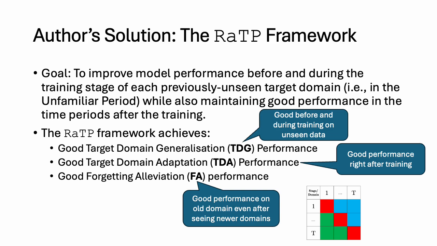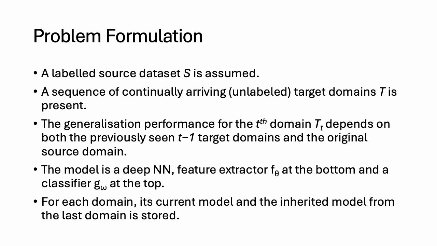So this is an example of an accuracy matrix, this graphic in the corner. For each domain, the TDG is the mean of the green elements, the TDA is the mean of the red elements, and the FA is the mean of the blue elements. Let's see how the problem is formulated.